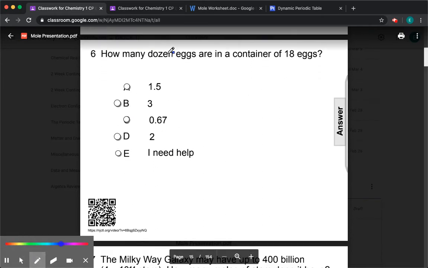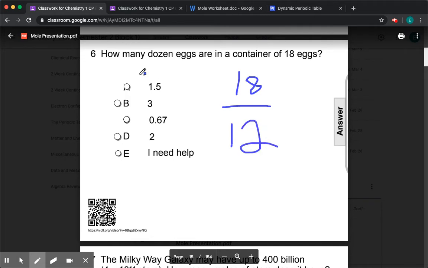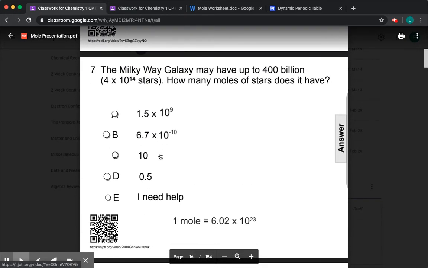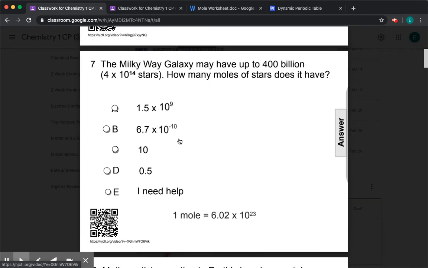A dozen again is 12. We don't have 12, we have 18. So you would do 18 divided by 12, and you should get 1.5. I'm going through this kind of fast because this is simple math. The dozen stuff for the mole, I'll go a little slower. This will be the last one I do before I move on to the next section.